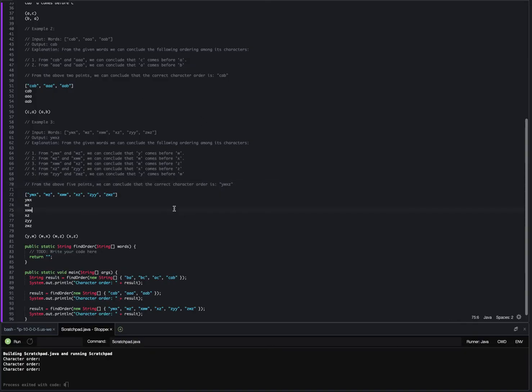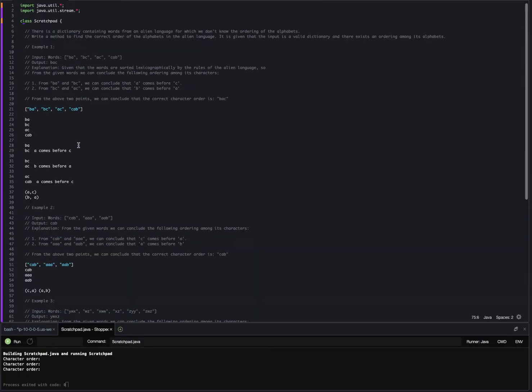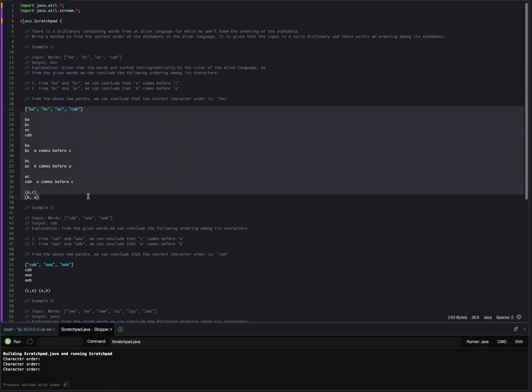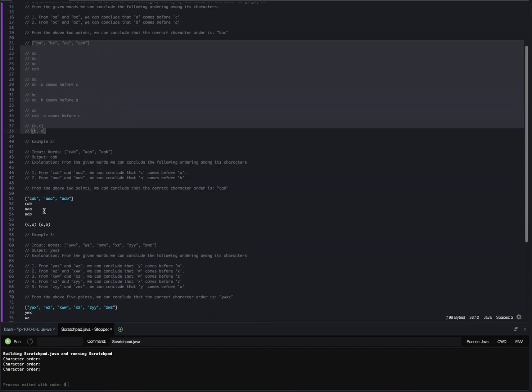All right, cool. Now with the time and space complexity, we went through some examples. Let's see if you can code this out.